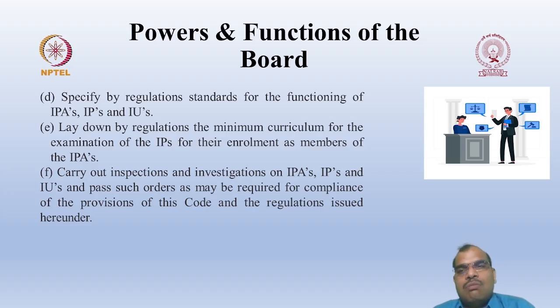Because the registration is given by the IBBI, IPAs, IPs or IUs, these people are all under the purview and under the control of the IBBI. So if they fail to follow any terms and conditions or any regulations, then the IBBI can conduct the inspection and investigation also. Once, through investigation, something is proved wrong, then the IBBI has power to take the necessary steps. They have power to impose penalties and other things.